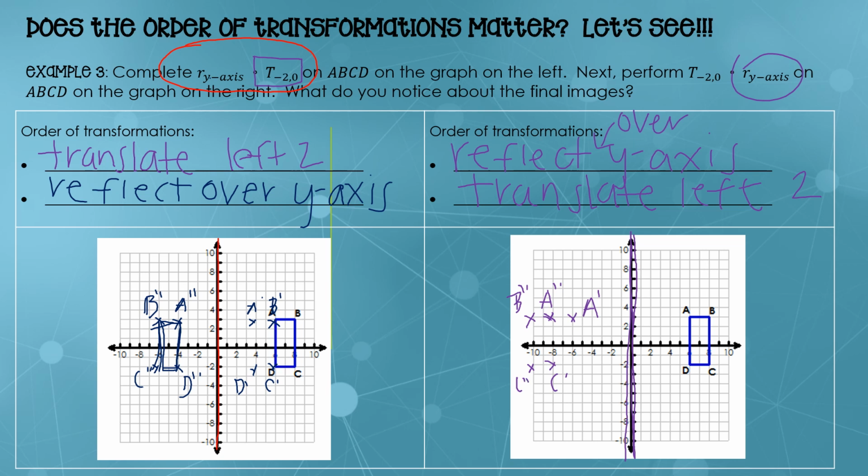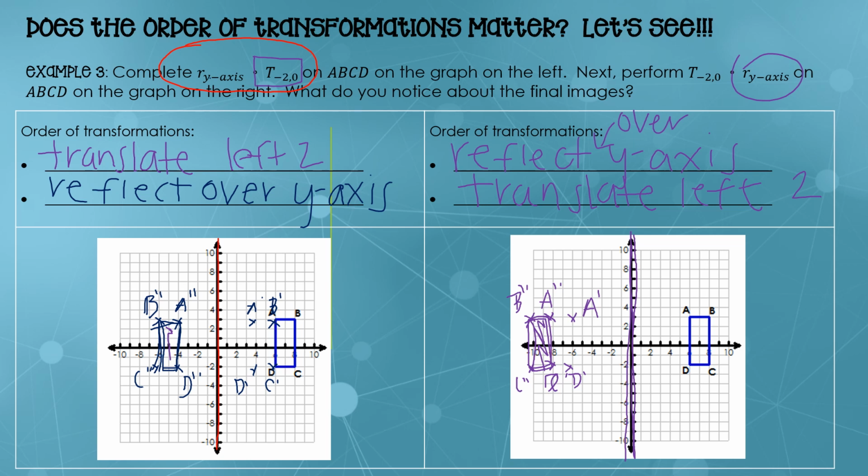And then finally, D is 6 units to the right. I'm going to go 6 to the left. And then I'm going to move it 2 to the left from there. So it falls right on top of C prime. Okay, so here is where I end up for the second one.